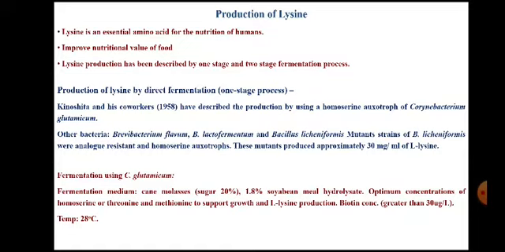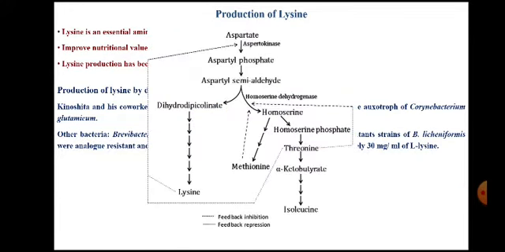Now fermentation using Corynebacterium glutamicum. The fermentation medium consists of cane molasses. So the sugar concentration is approximately up to 20%. Then 1.8% of soybean meal as a nitrogen source. The other ingredients are also added. Optimum concentration of homoserine or threonine and methionine to support the growth and lysine production.